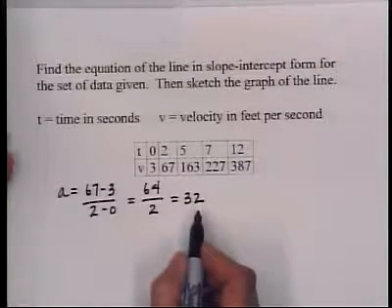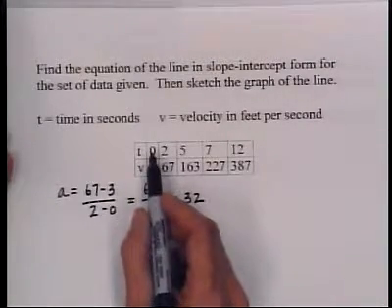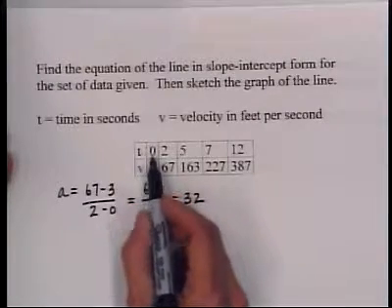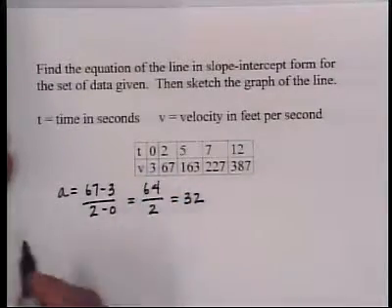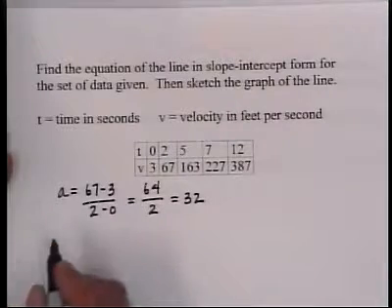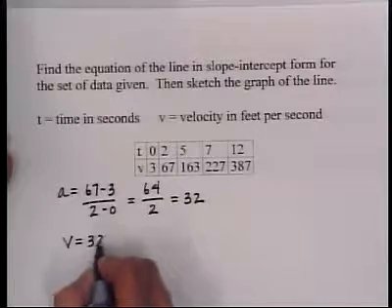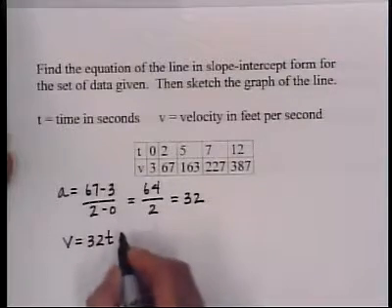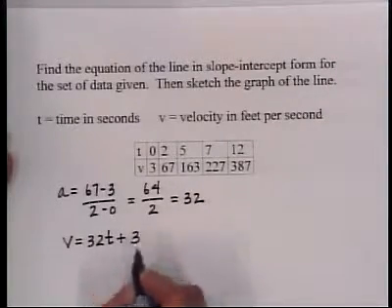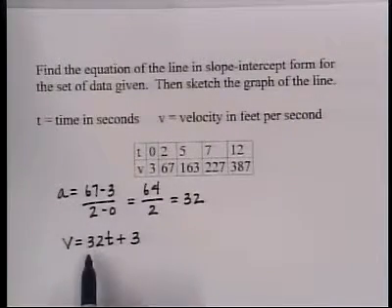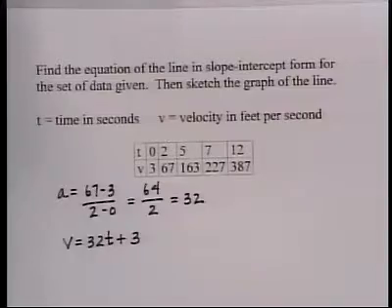That's the slope. Now looking back at my table, I know my vertical intercept occurs when the independent variable is 0, so I can see that the vertical intercept is 3, and write the equation of the line, v equals slope times independent variable plus vertical intercept. And now I'm ready to draw the graph of this particular line.